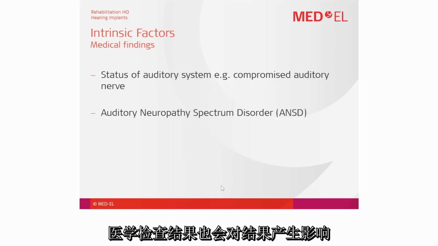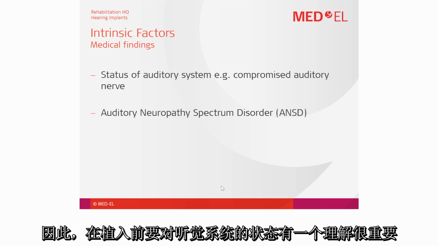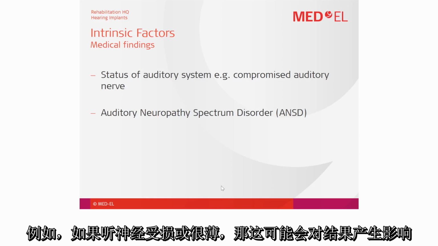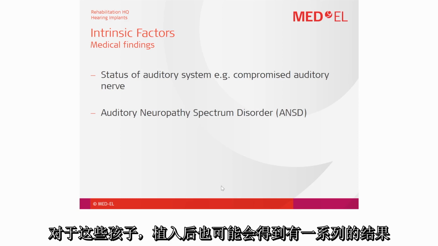Medical findings can make a difference to outcomes. So it's important that there is an understanding pre-implant of the status of the auditory system. For example, if there's a compromised or thin auditory nerve, that can make a difference to outcomes. Auditory neuropathy spectrum disorder is a now well-known etiology of hearing loss, and for those children we know that there can be also a range of outcomes post-implant.